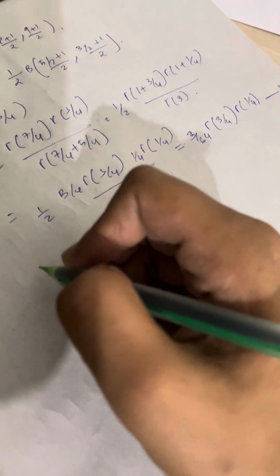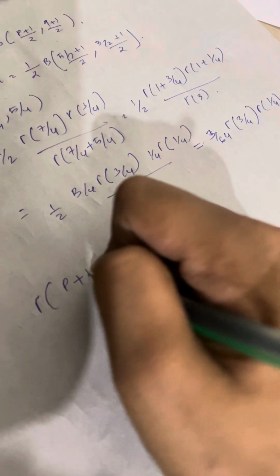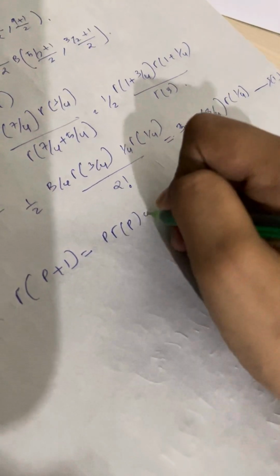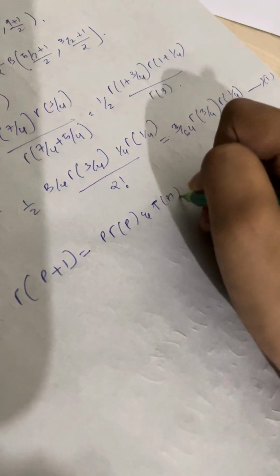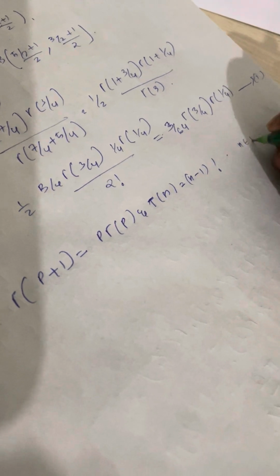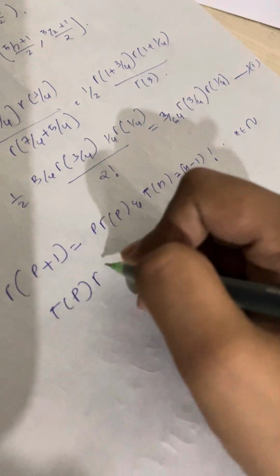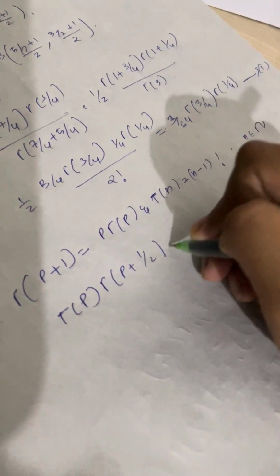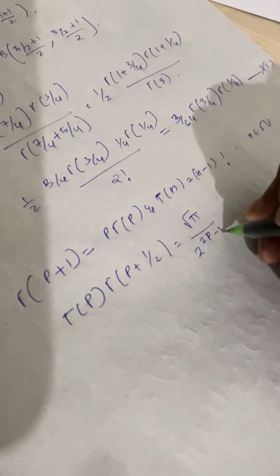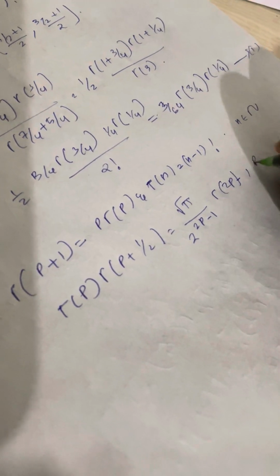Next, by the duplication formula. The duplication formula is: gamma of p plus 1 is equal to p into gamma of p, and gamma of n is equal to (n minus 1) factorial for every n an element of N. Hence, gamma of p into gamma of p plus 1 by 2 is equal to root pi by 2 raised to (2p minus 1) gamma of 2p, where p is greater than 0.